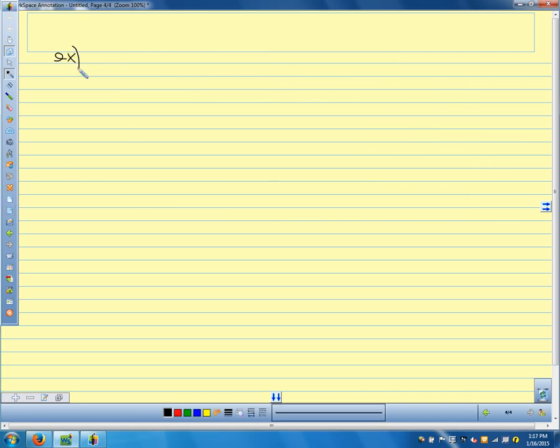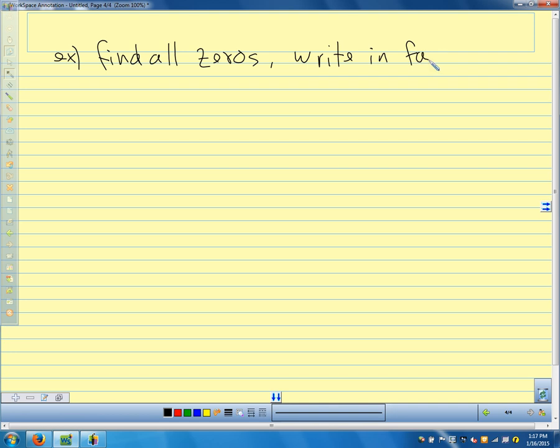All right, let's find all the zeros of a polynomial. We want to find all zeros and write in factored form. So we have x to the 4th minus 3x to the 3rd plus x minus 3. So there's our polynomial. We want to find all the zeros and write in factored form. So how do we start? What do we do? How do we go about finding our zeros?